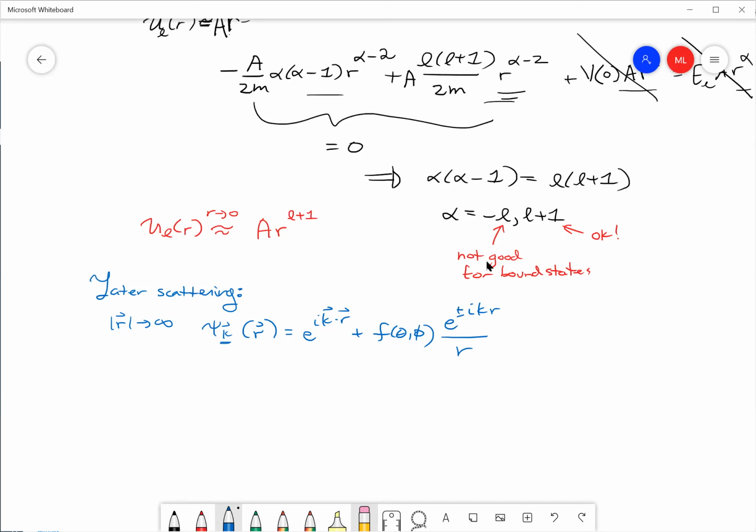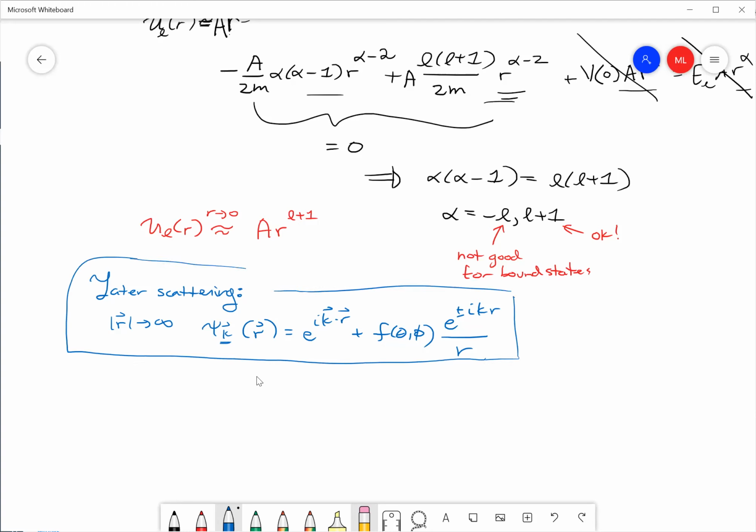For the bound states in red here, we argued that you can only have u go as r to the L plus 1. You won't get any of this kind of 1 over r business that you get for scattering. So the scattering is for later, but something to keep in mind. So for bound states, we know that as r goes to 0, it has to have this form. It has to vanish as r goes to 0. So remember, L is 0, 1, 2, 3, and so on.